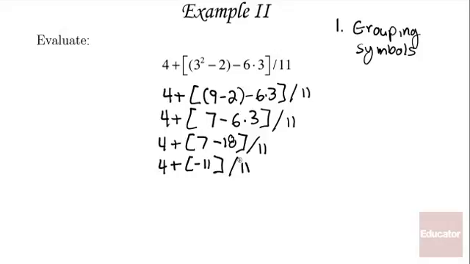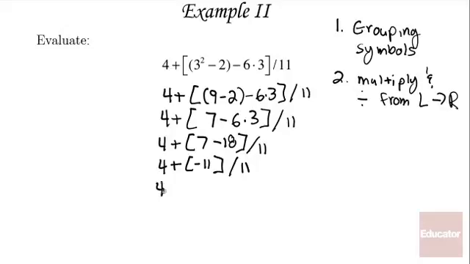Okay, looking at what I have left, I'm going to go back to the beginning of the equation and see that I can't do anything further here. I'm down to negative 11. I could eliminate those brackets, actually, and then I look from left to right and see that I do have some division. So multiply and divide from left to right. Okay, so I have 4, and then I have plus negative 11 divided by 11.